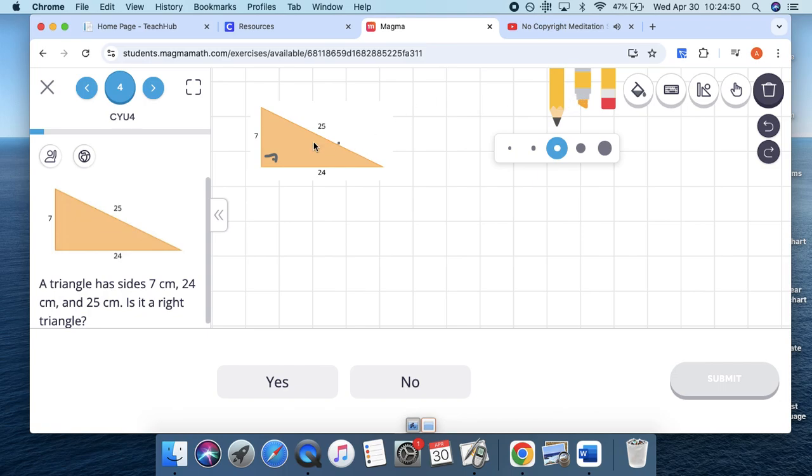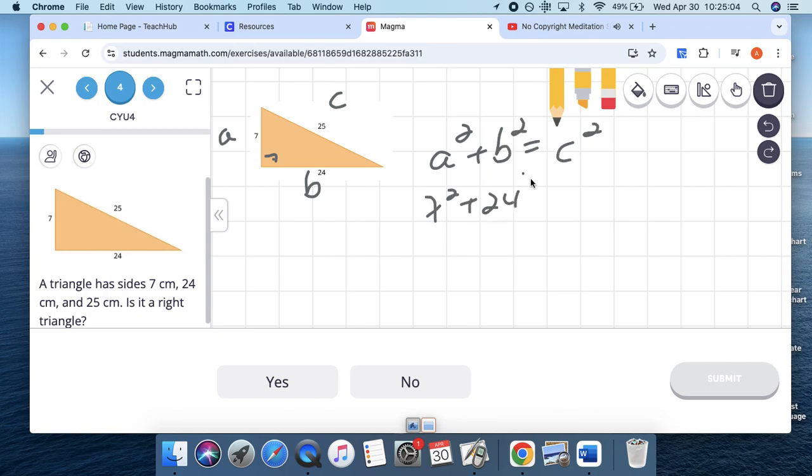Let's identify the parts. This is the leg, so this would be A and B. And this, the longest side in the right angle triangle, is the hypotenuse, and that would be C. So now, let's plug it in. So we get 7 squared plus 24 squared equals 25 squared. If both sides equal each other, then we have a right angle triangle. So that's 49 plus 24 to the second power, which is 576. And then 25 to the second power is 625.